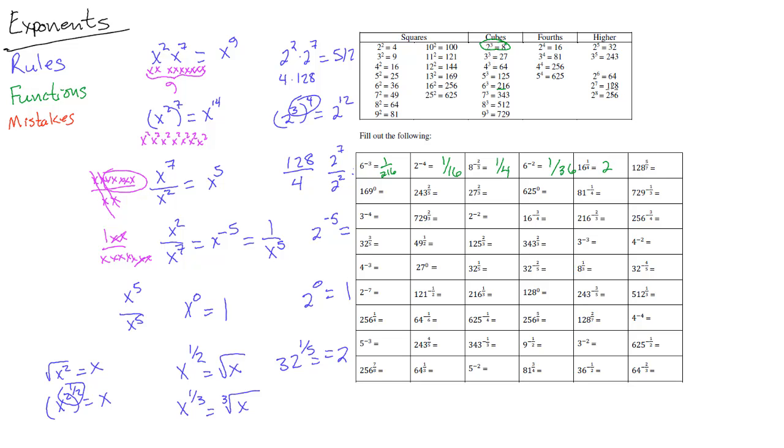128 to the 5/7 power, excuse me. So its 7th root is 2. 2 to the 5th power is 32. 169 to the 0. Oh, anything to the 0 is 1. 243 to the 2/5 power. So here's 243 to the 1/5 power, which is 3. And then 3 squared is 9. 27 to the 2/3: the cube root is 3, squared is 9. 625 to the 0 power, that's 1.